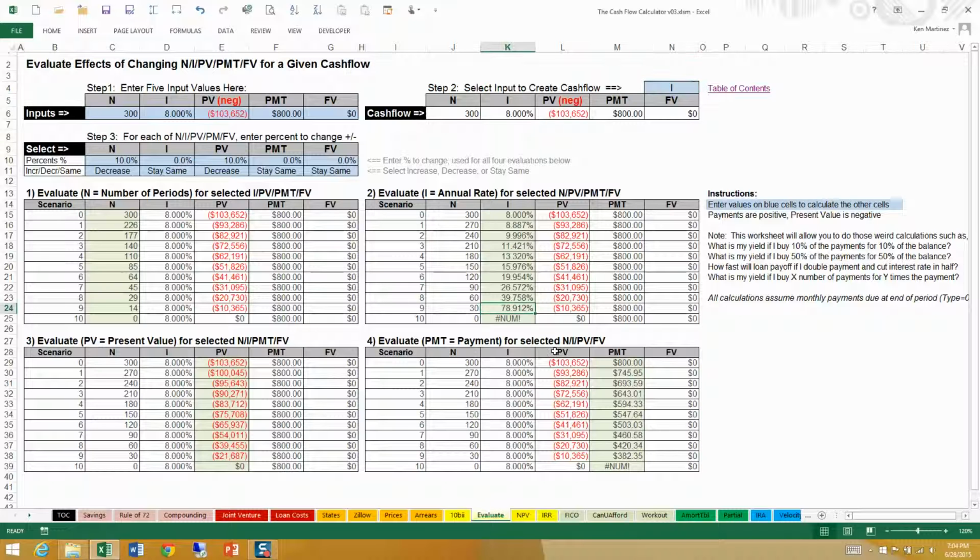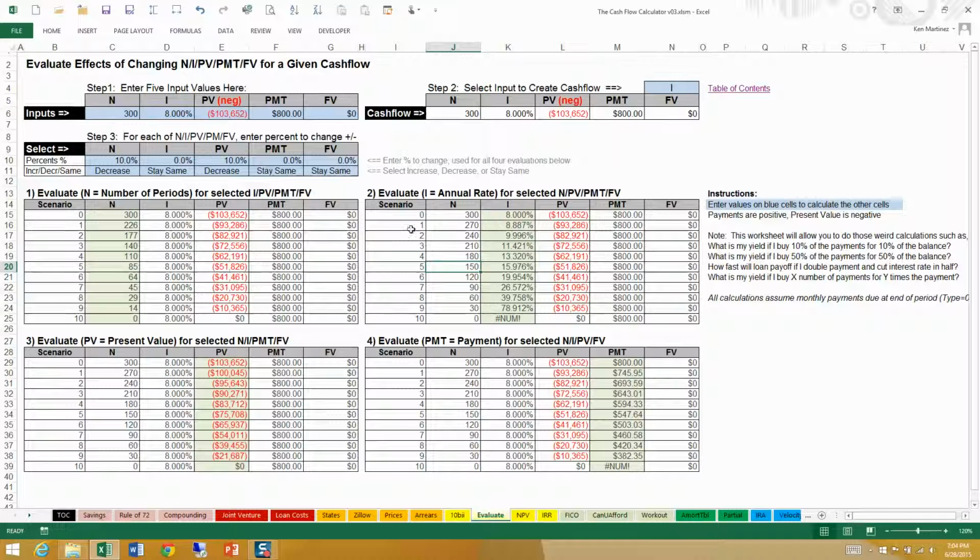Well, that's pretty interesting. What if we did 20%, right? 1/5. If you bought 1/5 of the payments for 1/5 of the balance, that would increase our yield 5 times. So there's a little bit of a pattern. What if we did 1/2 of the payments down here? If you took half the payments for half the balance, what does that do to our yield? Well, that doubles it to 16%.